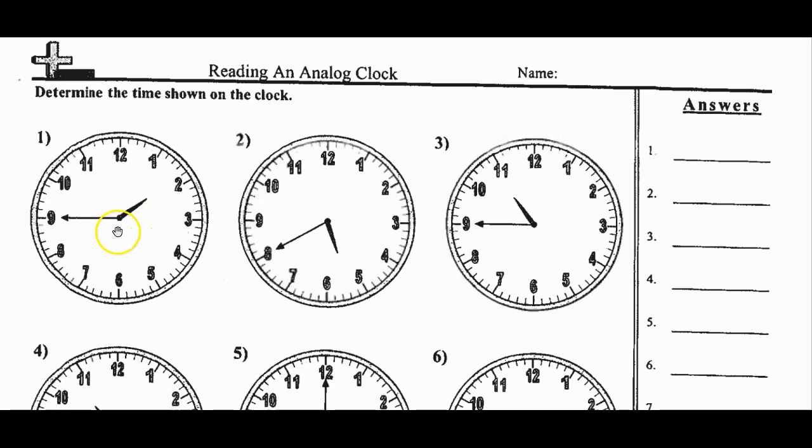Right? Okay, so the hour, look. The hour hand is pointing straight like this. Okay. Is it past the two? No. So what's the hour? What's the hour though? One. Okay. One. And then the minute hand is pointing to what? Nine. Oh, if I'm counting by five, what's nine times five? 45. So it's 1:45 for that one. Okay. That's what you do on that page.